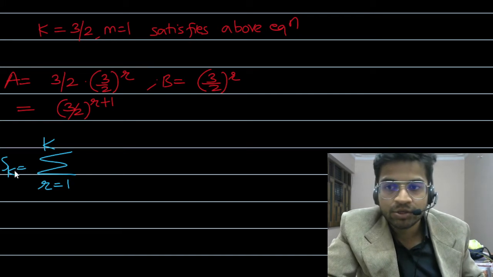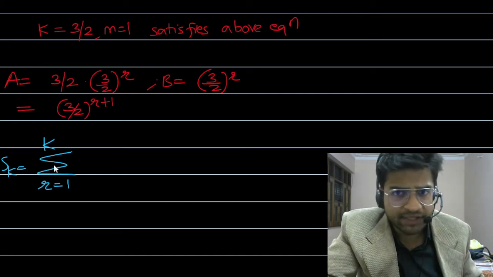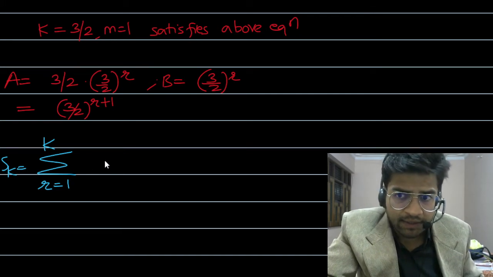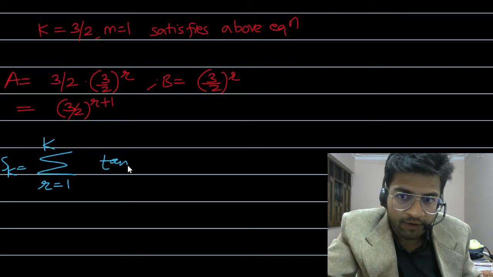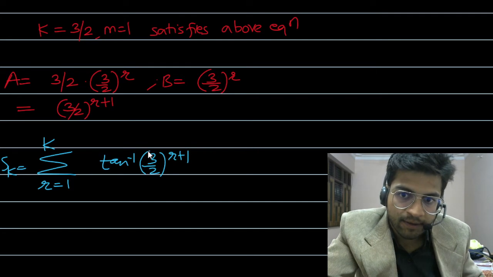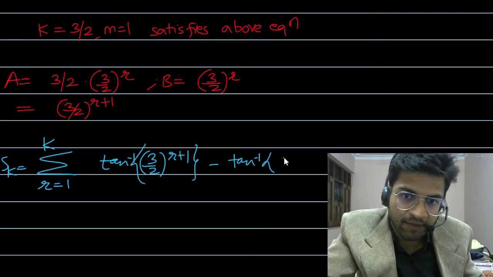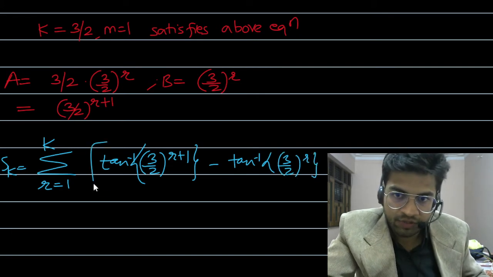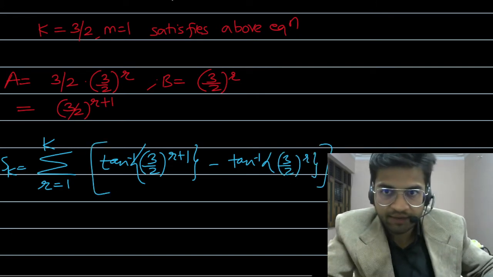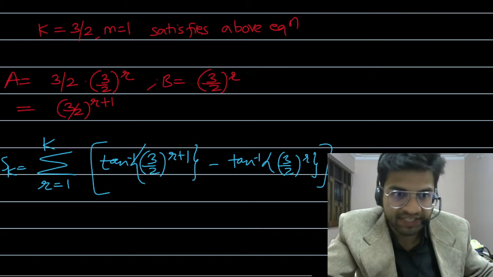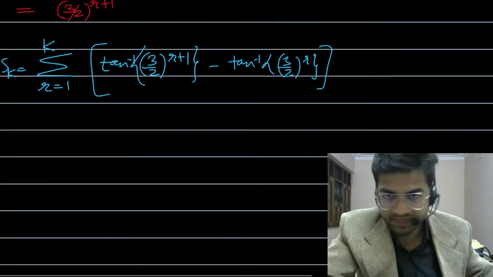Fine. So this is S_k. r is equal to 1 to k, and the term will be tan inverse of (3 by 2 to the power r plus 1), in brackets, minus tan inverse of (3 by 2 to the power r). Fine. Now use the sigma over it. You can clearly see terms will start getting eliminated.